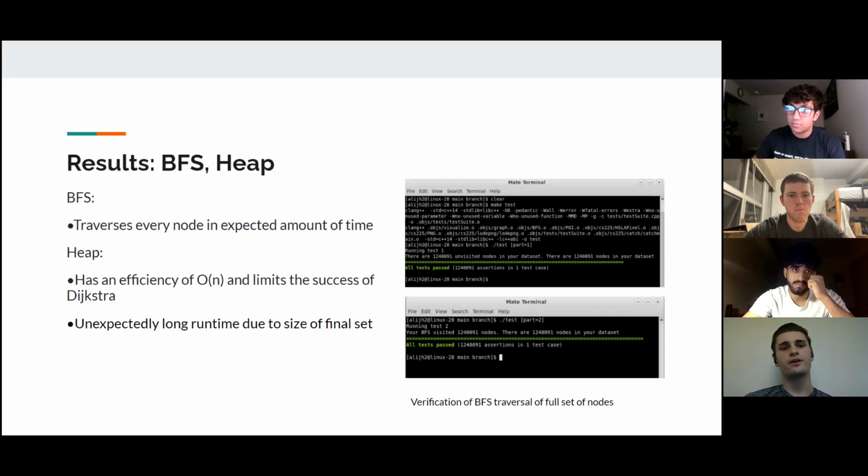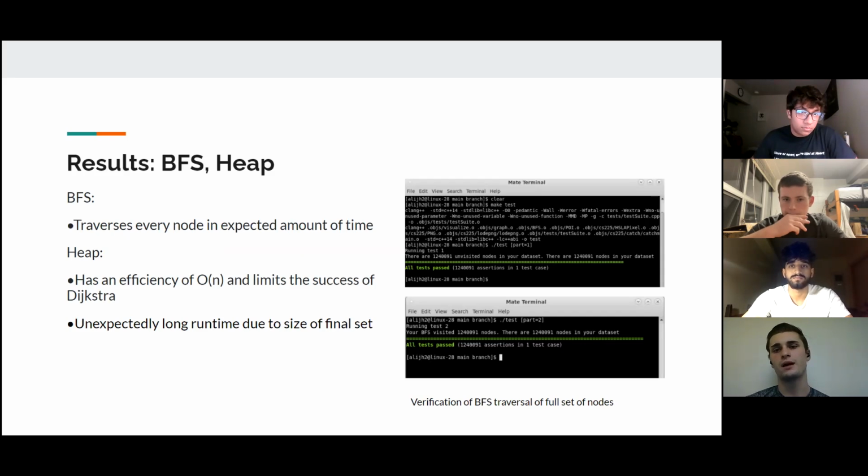As far as our BFS traversal goes, it was very successful and traverses every node in the expected amount of time. On the right, you can see the 2 test cases we wrote to check over the unvisited nodes prior to the traversal. And you can also see that after the traversal, we visit all 1.2 million plus nodes. So it works as expected and goes through all the nodes we have in our data set.